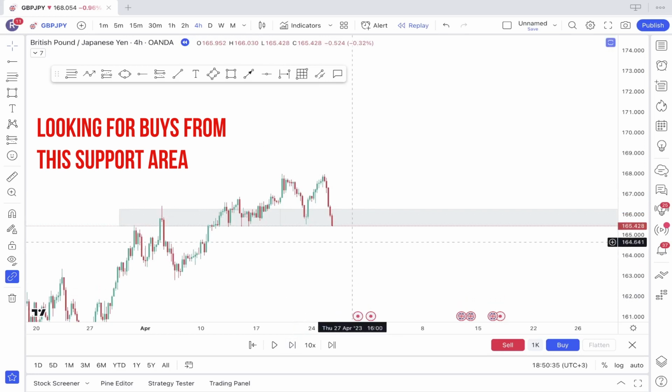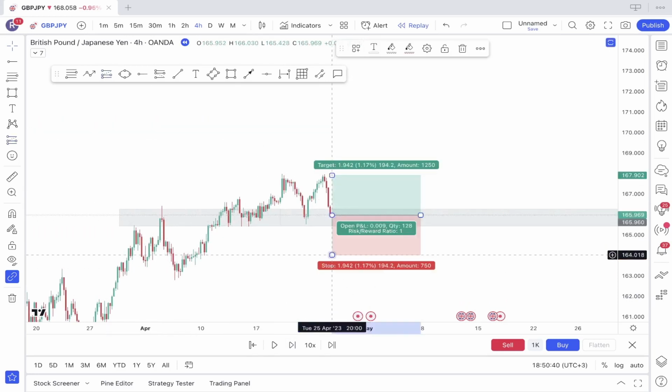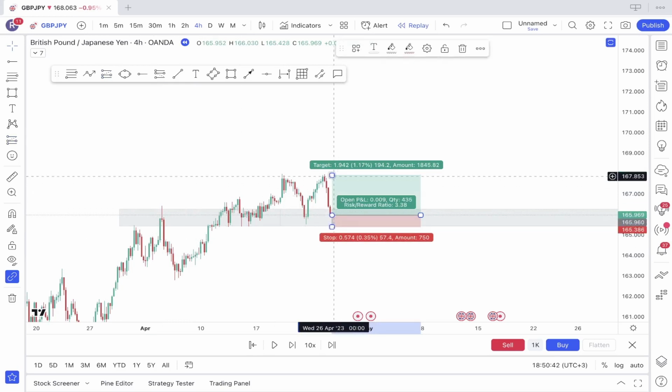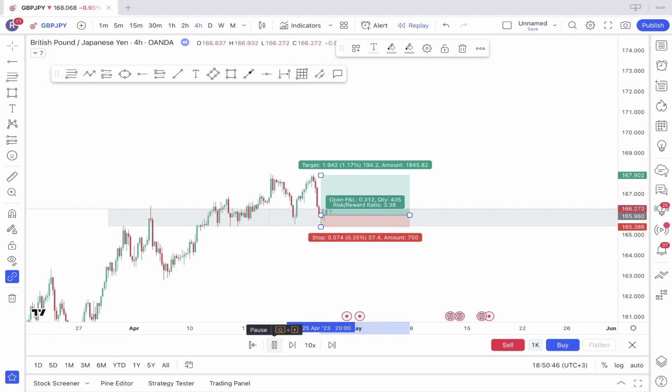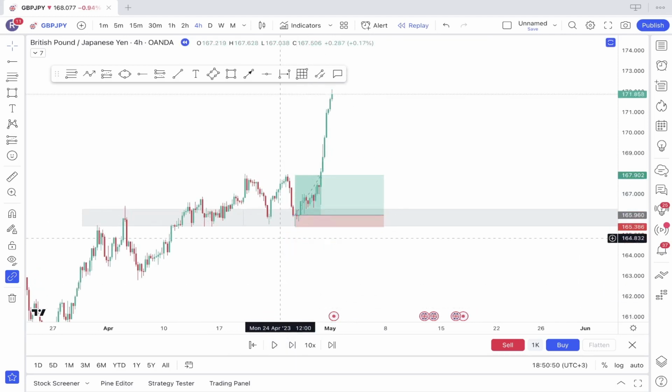Okay, I would wait for a candlestick pattern. Boom, I have a pin bar. I would place a buy right there, stop loss below the zone, and take profit on the high for a nice 3R. Okay, this would have been a very nice trade. Okay, very short example, very easy.